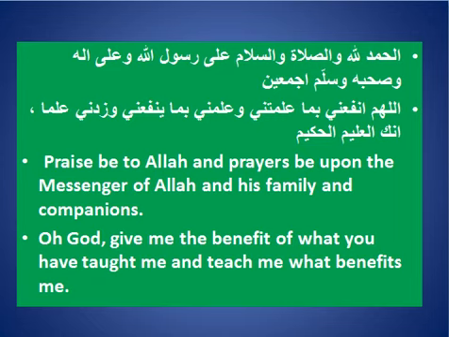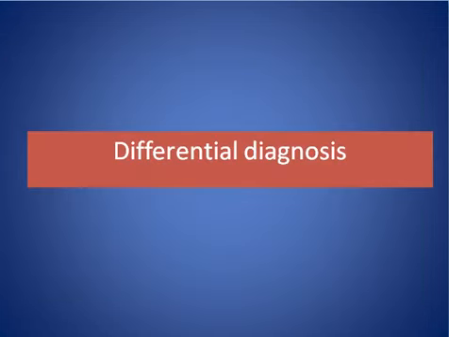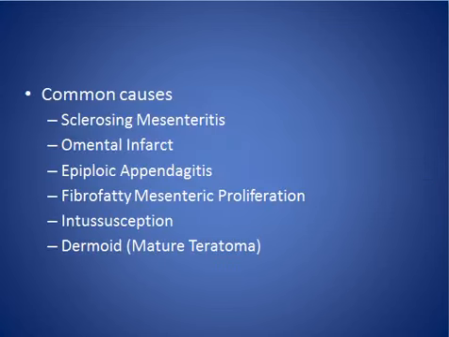My topic today is about differential diagnosis of the fat-containing lesions in the peritoneal cavity. The common causes of the fat-containing lesion in the peritoneal cavity include sclerosing mesenteritis, omental infarction, epiploic appendagitis, fibrofatty mesenteric proliferation, intussusception, and dermoid.